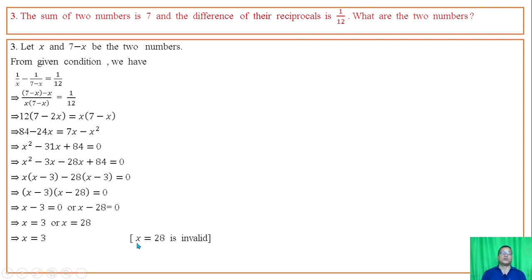But x equal to 28 is invalid because the sum of the numbers is 7. Therefore x cannot be 28. Thus one number is 3, and the other is 7 minus 3, that is 4. The numbers are 3 and 4.